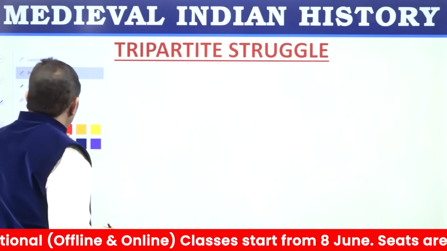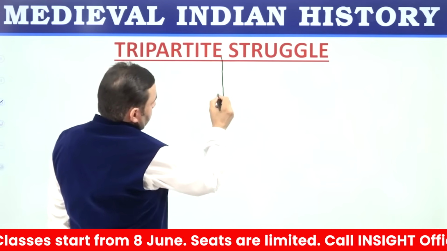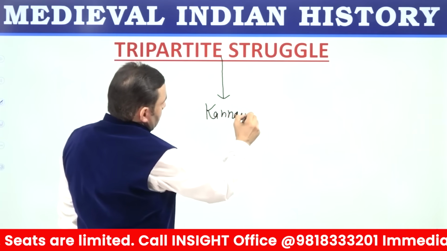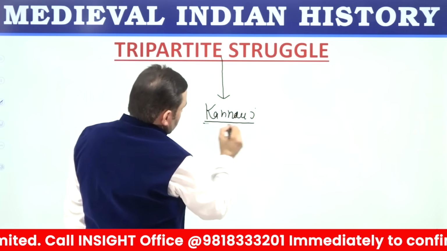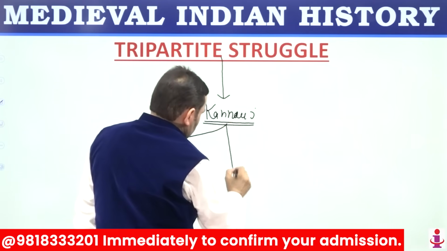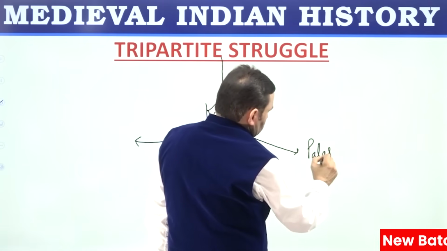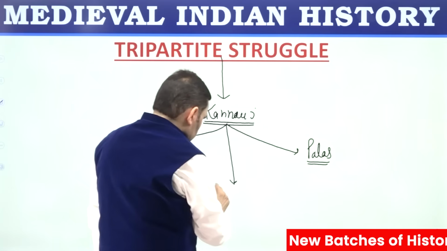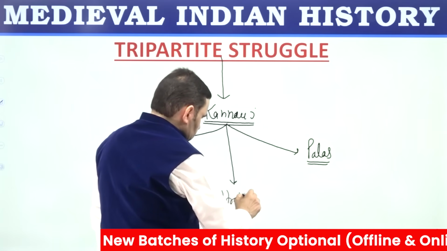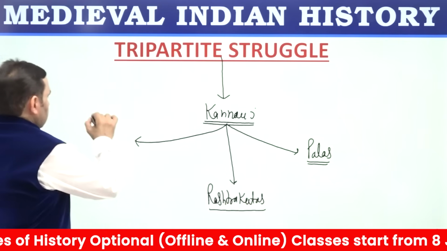Tripartite struggle shaped Indian history in a major way during early medieval age. This was a struggle for Kannauj. All the three, as the name suggests, three main dynasties were trying to capture Kannauj. And what were these dynasties? Palas of Bengal, Bihar, Rashtrakutas of Deccan, and Gurjara Pratiharas of Rajasthan.